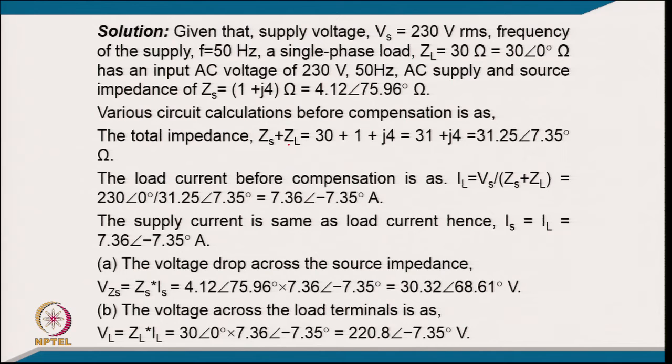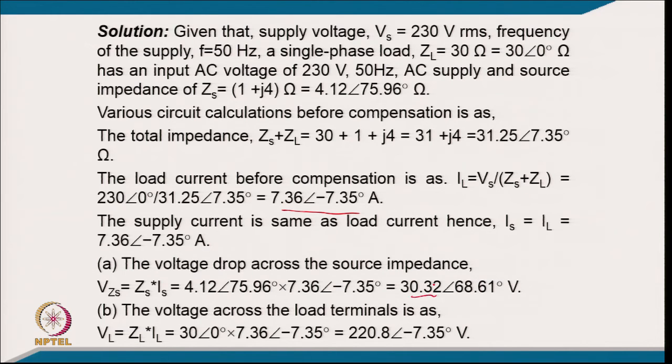Now the circuit calculation before the compensation. The total impedance of the circuit, source impedance plus load impedance, comes to 31.25 ohms at an angle of 7.35 degrees. The load current before the compensation will be Vs upon Zs plus Zl, that comes to 7.36 at an angle of minus 7.35 degree ampere, and the supply current is the same as the load current, 7.36 at an angle of minus 7.35 degree ampere.